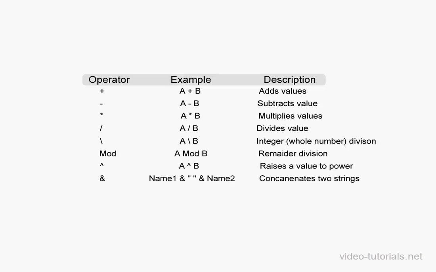So let's take a minute to review the other four operators, which you may not be familiar with. The backslash refers to integer or whole number division. MOD, mod, is an operator for remainder division. The hat, or carré, or accent circonflexe, however you want to call it, will raise a value to a power. The ampersand symbol concatenates two strings, or puts them together.